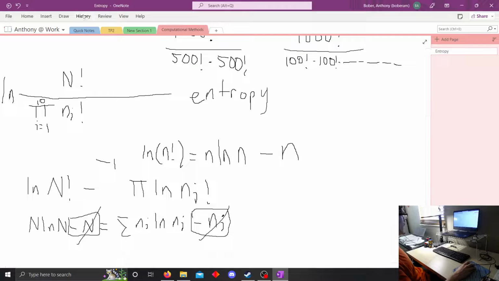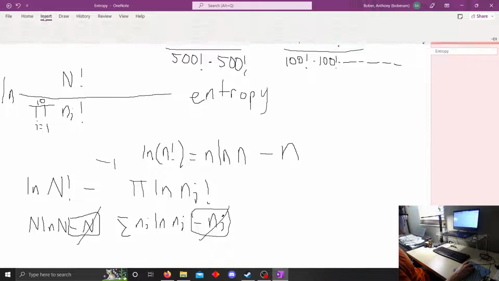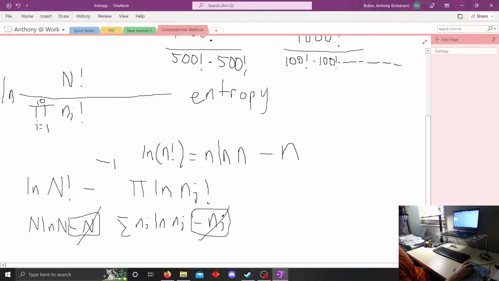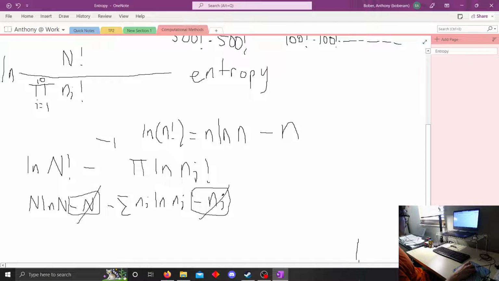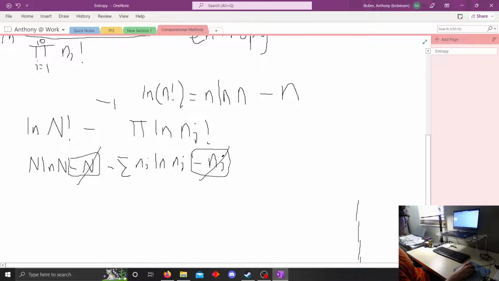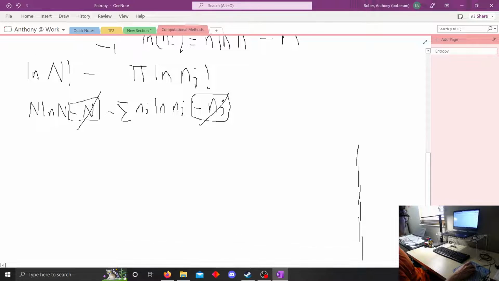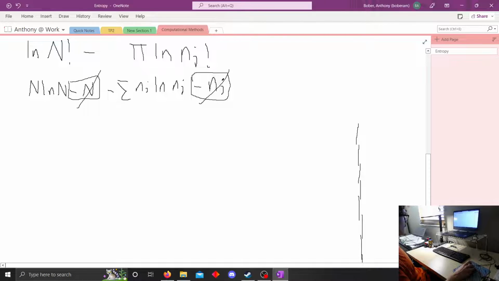And actually, I don't know. I made a mistake here. This is not an equal sign. This is a subtraction. So gotta make more room. Again, there's gotta be a better way to do this. Oh well. I'm just gonna rewrite this.